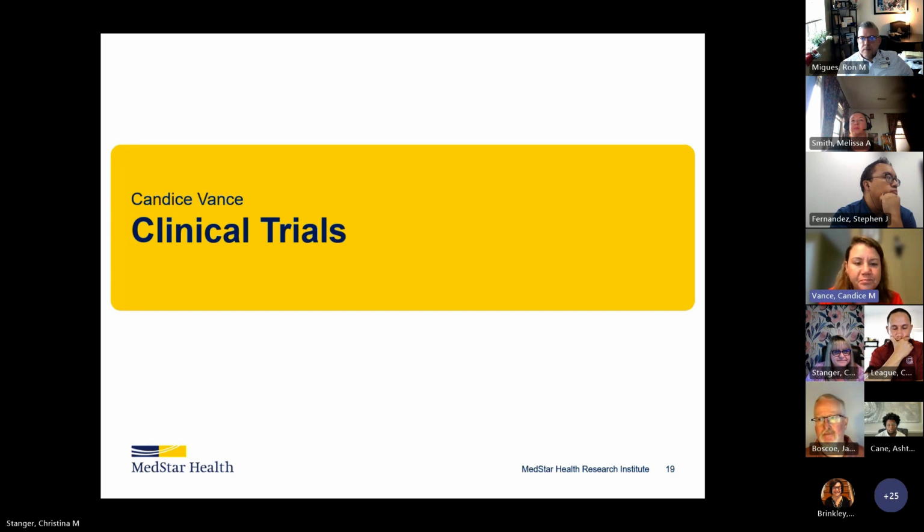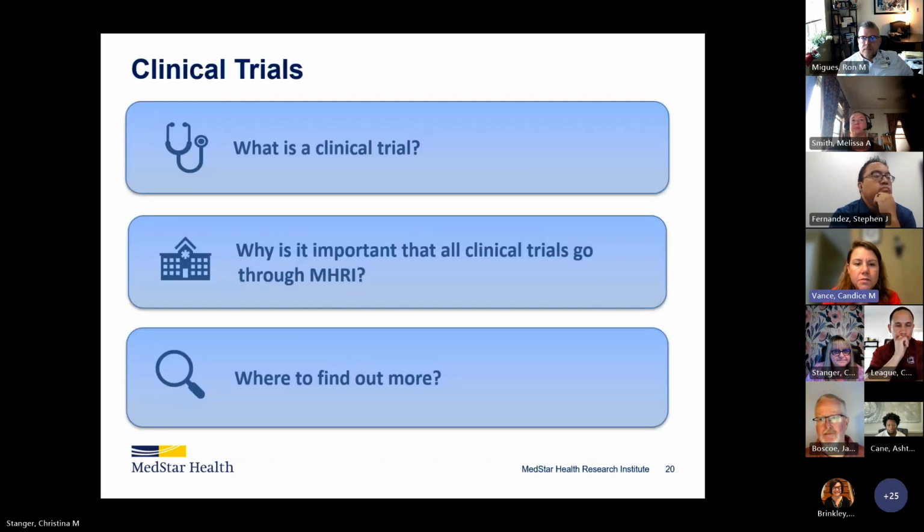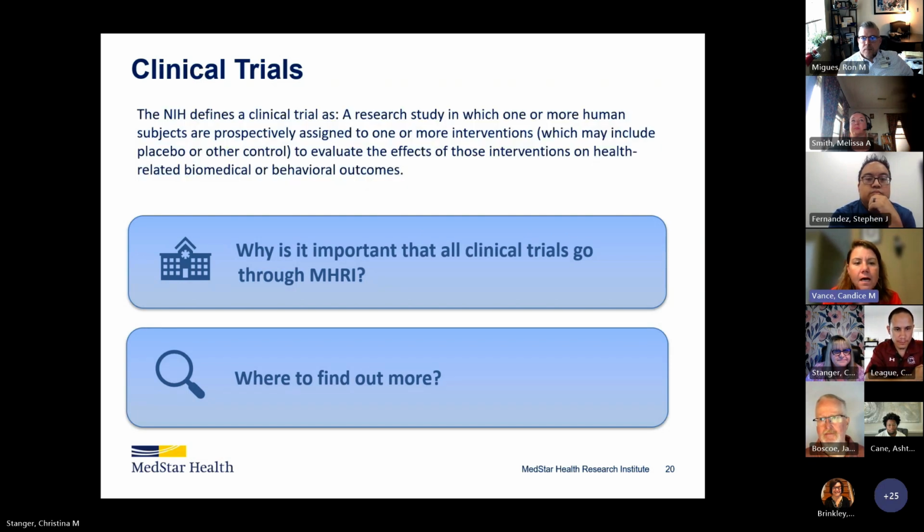Next slide. So, what is a clinical trial? If you can click on that square for me, Tina. So this is the NIH definition of a clinical trial. A research study in which one or more human subjects are prospectively assigned to one or more interventions. So this could be something as simple as a blood draw as an intervention. That would be considered a clinical trial, and it does need to touch us.